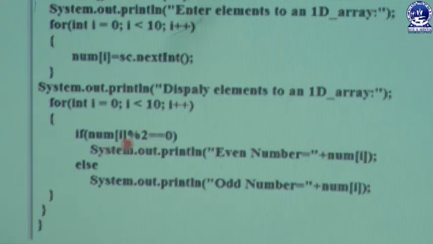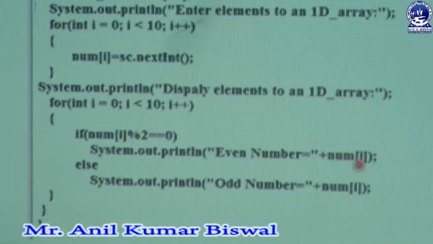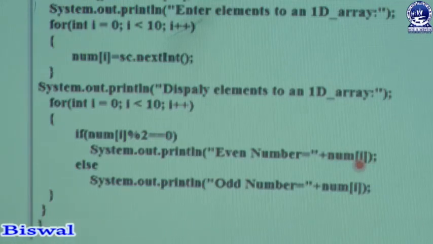If norm at the 0th position modulus 2, the arithmetic modulus operator, returns 0, we know that the modulus operator always returns 0 if the element is successfully divided by the divisor. Suppose the norm 0th position element is 10, 10 modulus 2, the remainder is always 0, so the condition is true and the next statement is executed, which prints even number plus norm of i, that is, 10 is an even number.